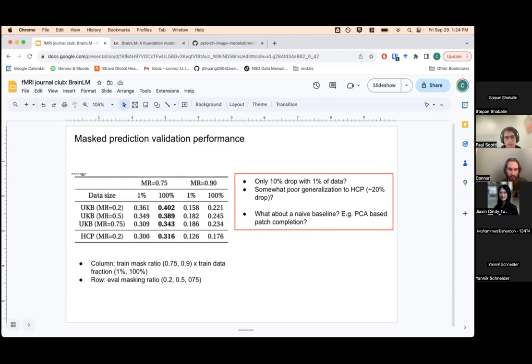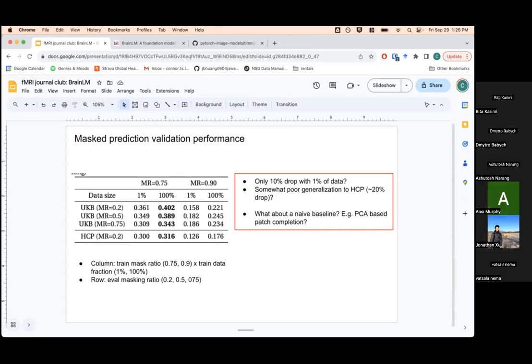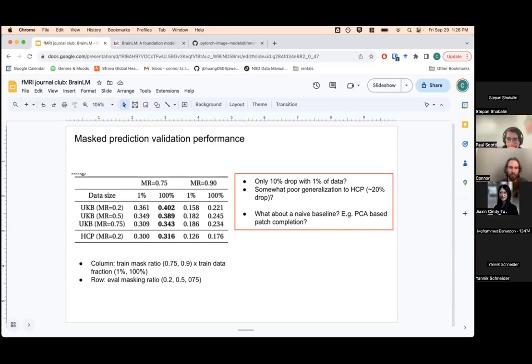And in this table, you have two major columns, the masking ratio of 0.75 and masking ratio of 0.9. These are different masking ratios used during training. And then you also have two data set sizes, 1% and 100%, training on 1% of the data. And then on the rows, you have different evaluation settings, 3 masking ratios for the UK Biobank, and then 1 masking ratio, 20% for the Human Connectome. And so looking at this table, a couple of things stood out to me.